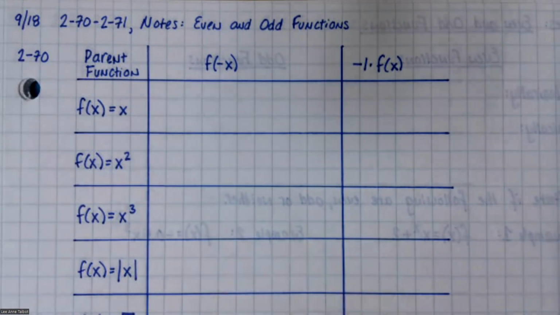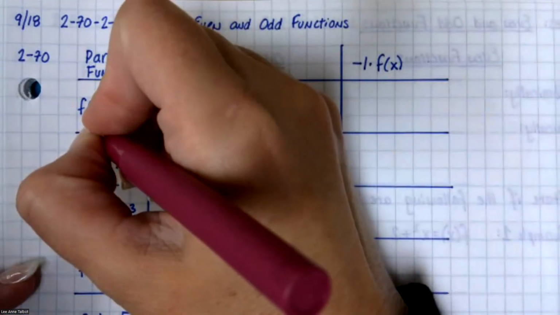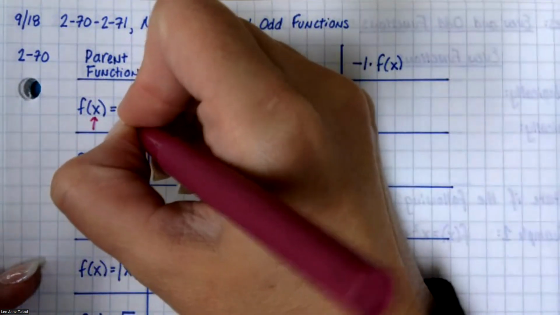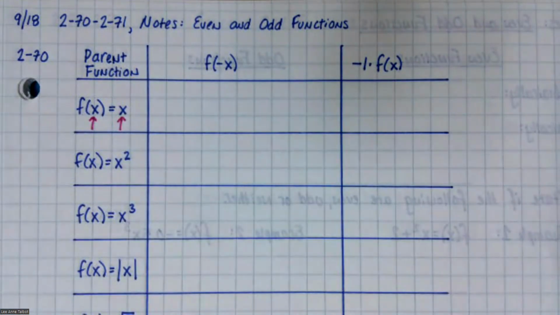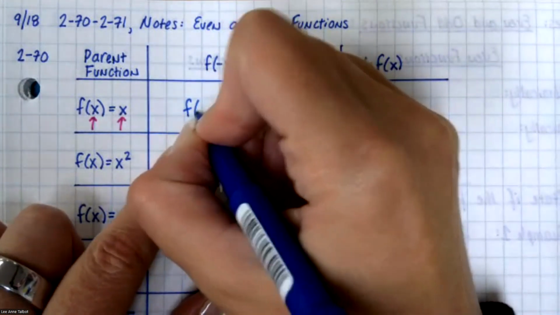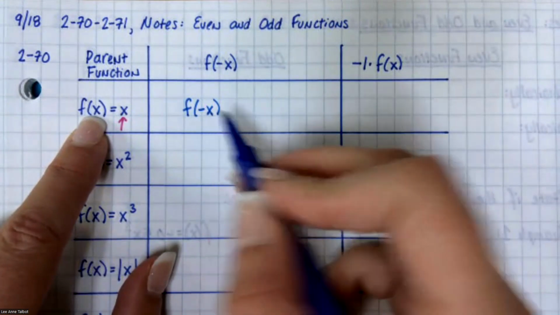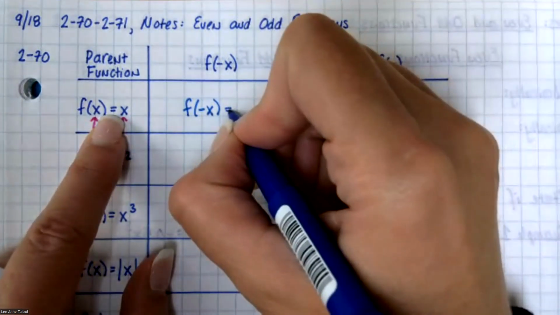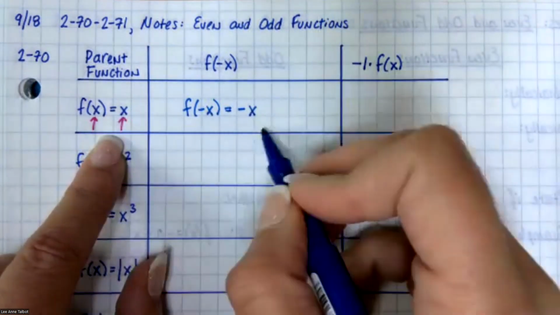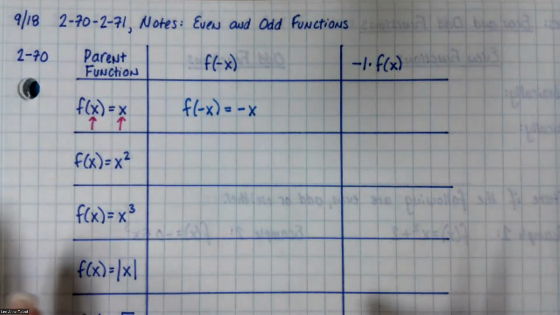First, I am going to find f of negative x. What that means is I'm going to take a different color here. I'm going to put negative x in here and negative x in here. Okay, so f of negative x. So I took this x and replaced it with negative x. And I'm going to take this x and replace it with negative x. Does anybody need me to say that one more time?